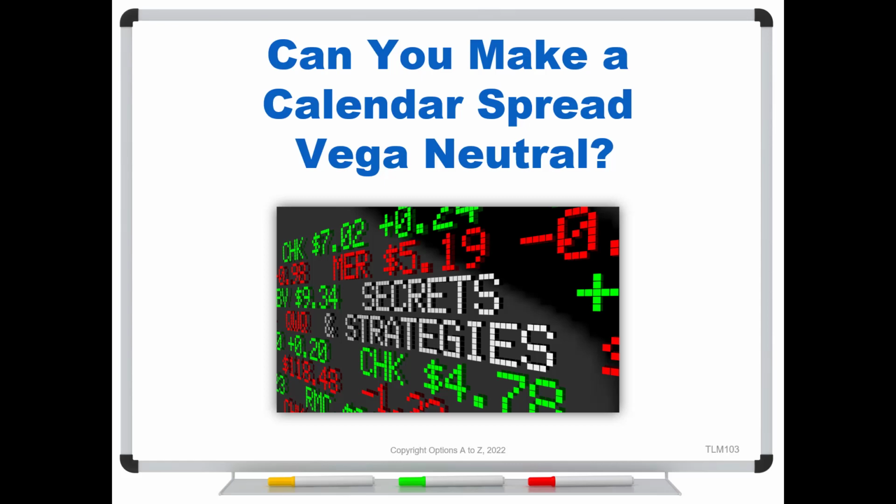Well, I have a good question for the group. Can you make a calendar spread Vega neutral? Now, I'm sure some of you are wondering, first of all, what's Vega? And second of all, why would you want to make a calendar spread Vega neutral? Well, those are also good questions, but I'm addressing this to people who are calendar spreaders. It's a very popular strategy.